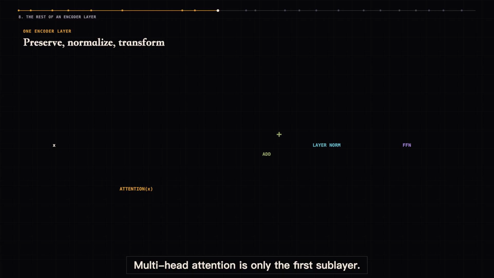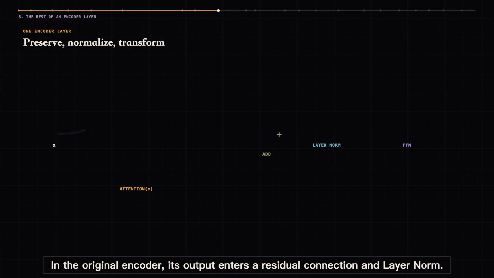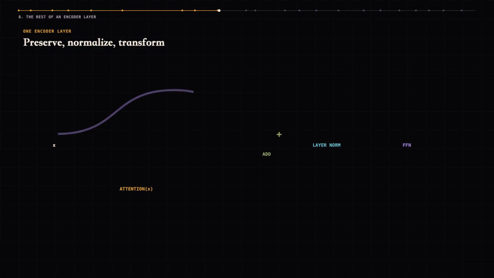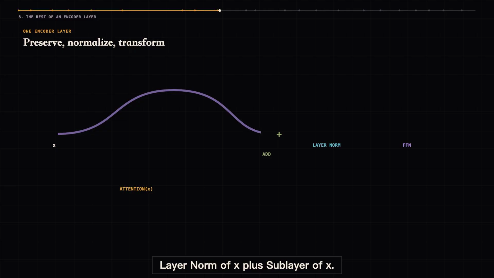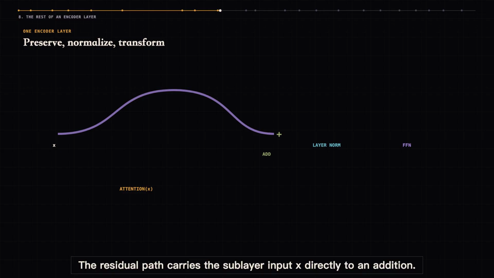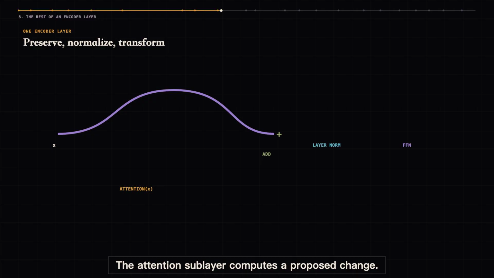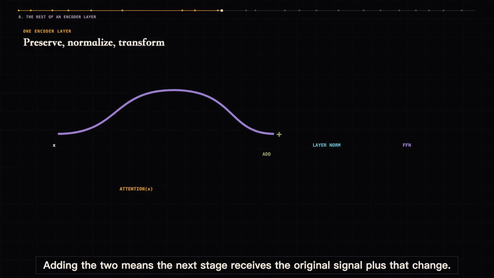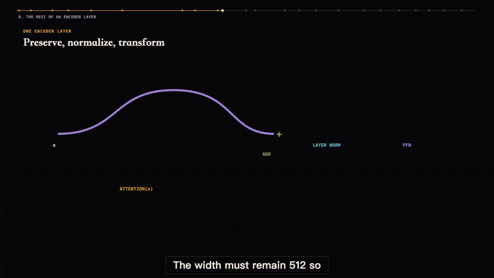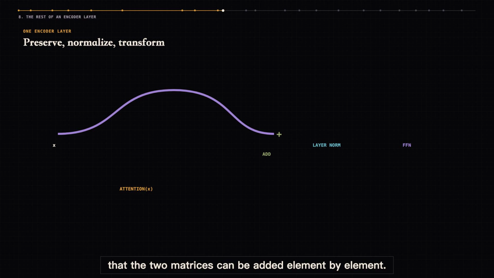Multi-head attention is only the first sublayer. In the original encoder, its output enters a residual connection and layer norm. The paper writes this as LayerNorm of X plus Sublayer of X. The residual path carries the sublayer input X directly to an addition. The attention sublayer computes a proposed change. Adding the two means the next stage receives the original signal plus that change. The width must remain 512 so that the two matrices can be added element by element.